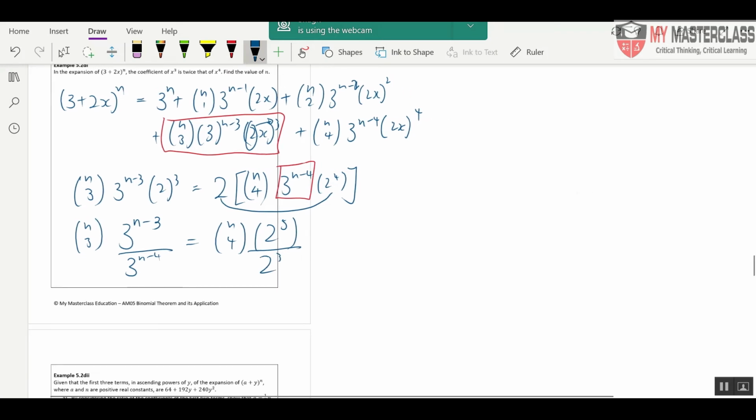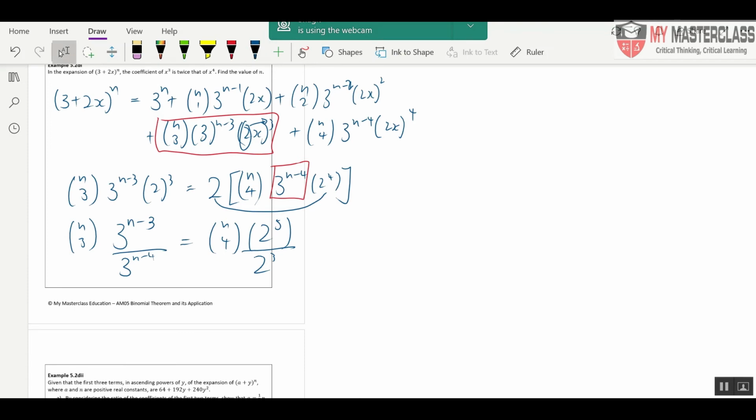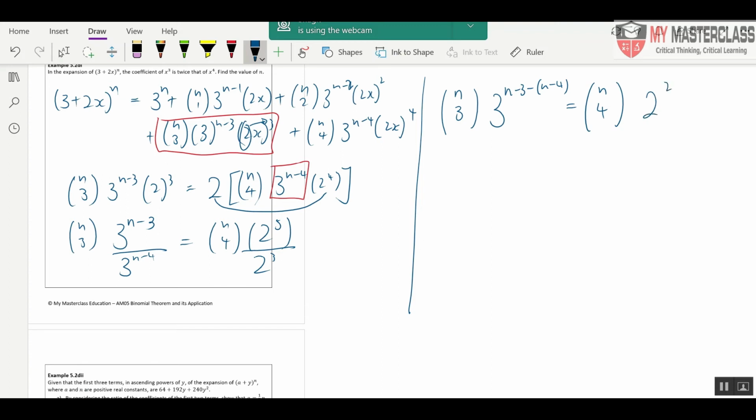Of course there are other variations of grouping the base 3 and the base 2 together. Now the important thing is, next you have n choose 3, so this will be 3 to the power of n minus 3 minus n minus 4, which equals 3. Equals n choose 4, 2 squared. You can put this 2 squared here.